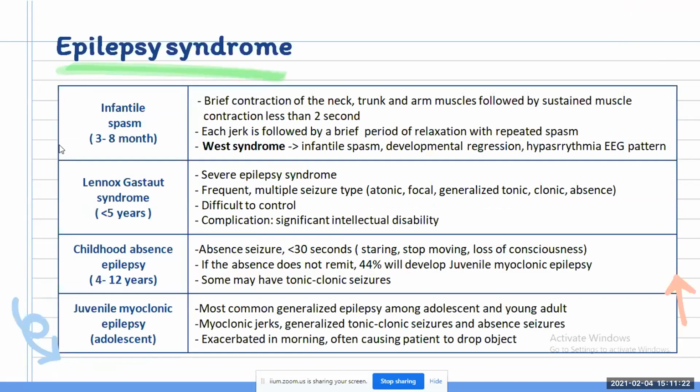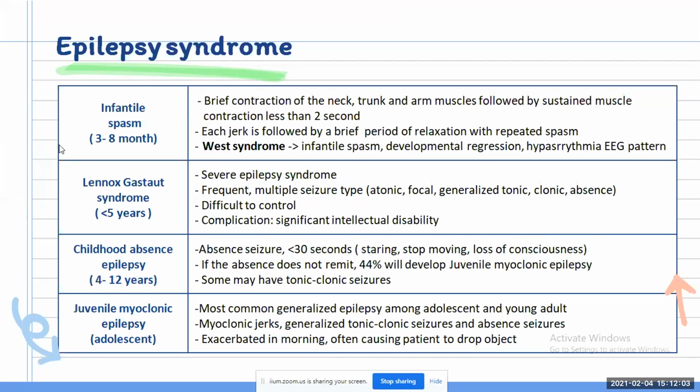Okay, so there are also epilepsy syndromes, which means a complex of signs and symptoms that define a unique epilepsy condition. Briefly, infantile spasm is a brief contraction of the neck, trunk and arms that is followed by sustained muscle contraction. It is called West syndrome when there is a triad of infantile spasm, developmental regression, and hypsarrhythmia in the EEG pattern. It occurs in patients at 3 to 8 months.